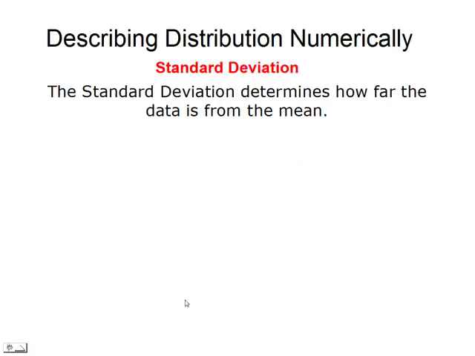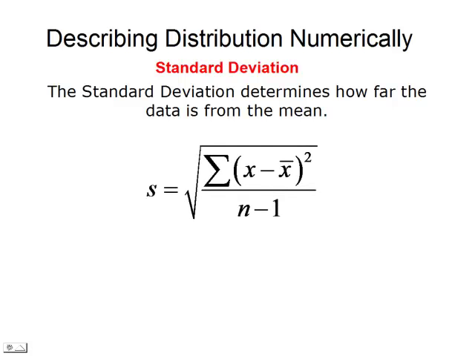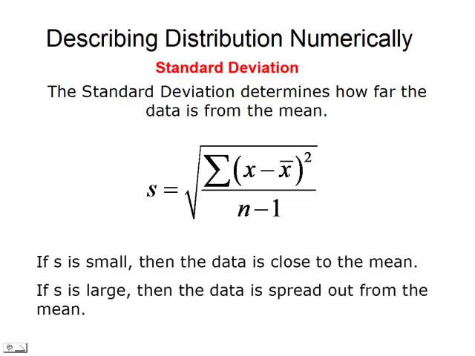Another type of spread is called the standard deviation. And the standard deviation determines how far the data is from the mean. The formula for it is S equals the square root of the sum of the (x minus x bar) squared divided by n minus 1. If S is small, the standard deviation is small, then the data is close to the mean. If the standard deviation is large, then the data is spread out from the mean.